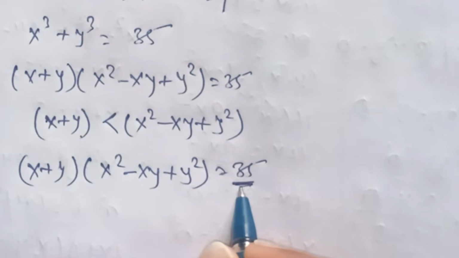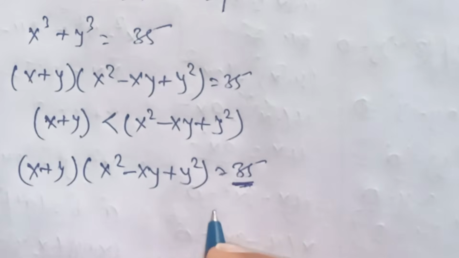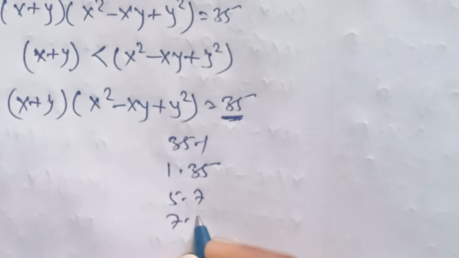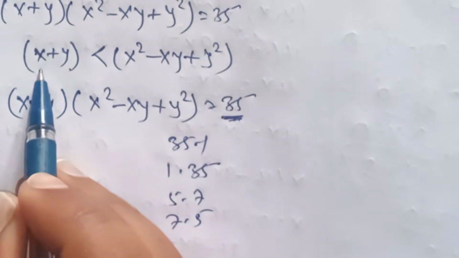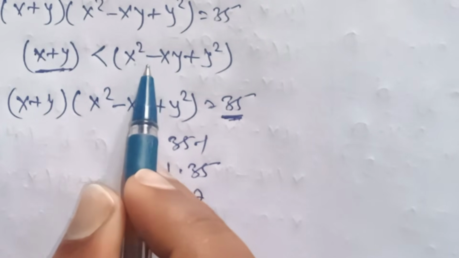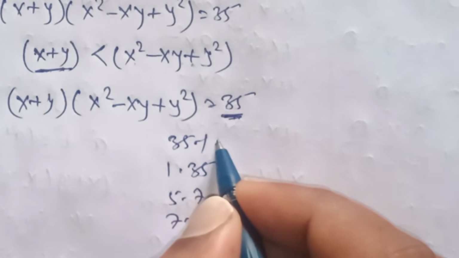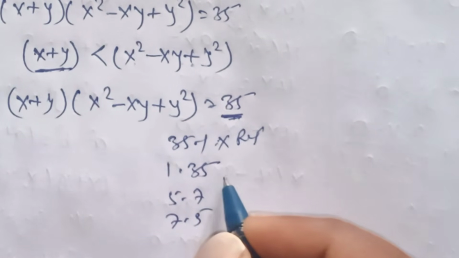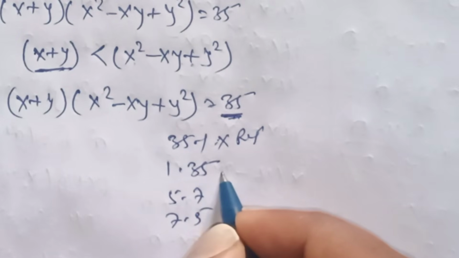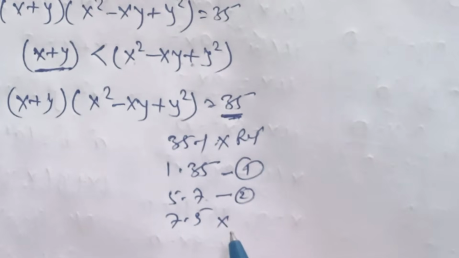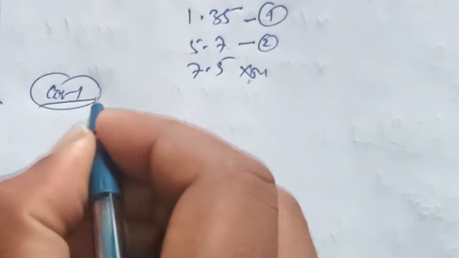Here, what are the factors of 35? First, the factors: 35 into 1, 1 into 35, 5 into 7, 7 into 5. According to the condition x plus y greater than x square minus xy plus y square, this condition is not followed by some cases, so they will be rejected. Only case 1 follows the condition, and case 2 also follows the condition. The other cases do not follow the condition, so they will be rejected. Total cases are 2.